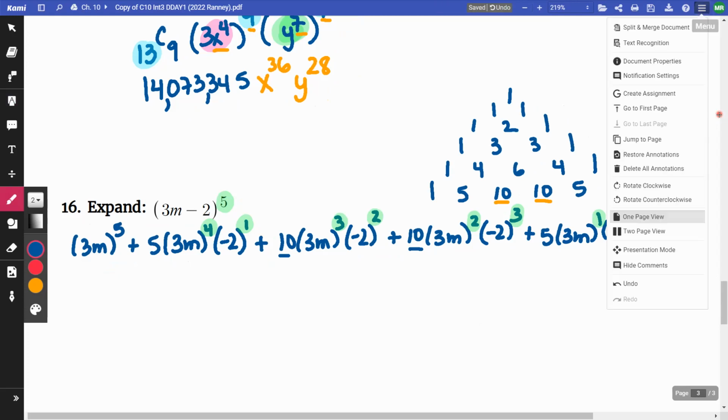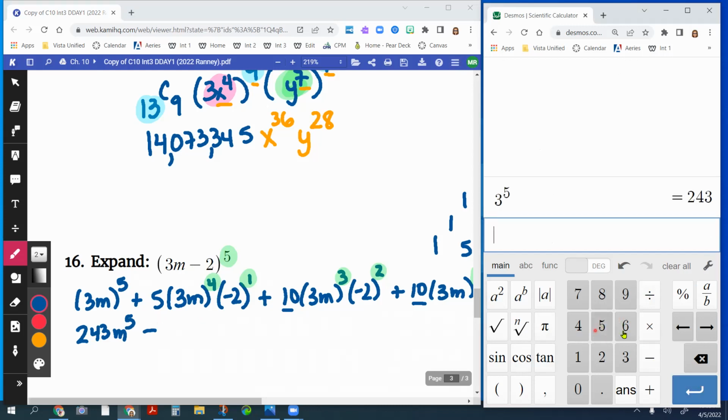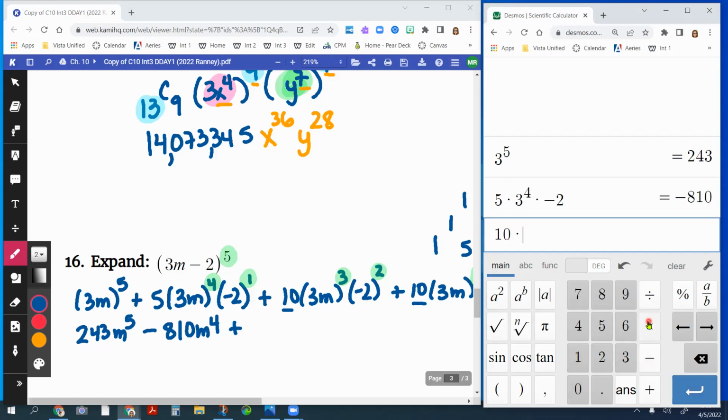So now I'm going to work this out. I'm going to take 3 to the fifth, which is 243m to the fifth. Here, this is going to end up being a negative because it is going to alternate signs when you're doing a binomial with a minus. So I'm going to have a 5 times 3 to the fourth, which is 81, times a -2. So I get minus 810m to the fourth plus, and so this time I'm going to have 10 times 3 to the third, which is 27, times -2 squared, which is 4.